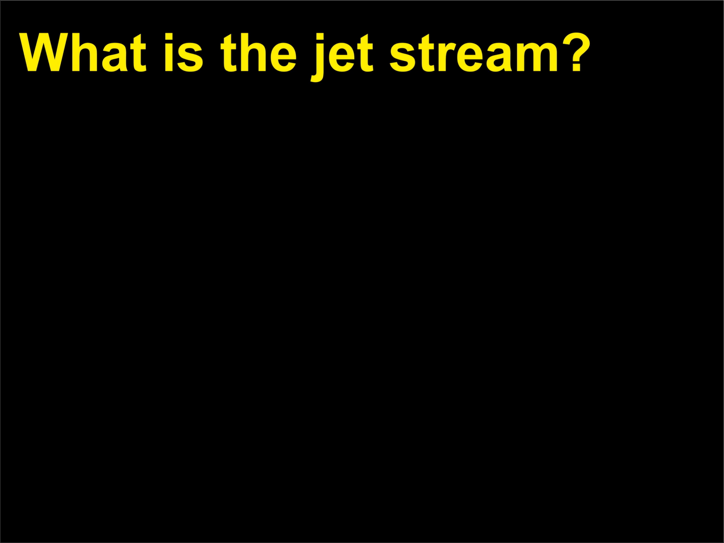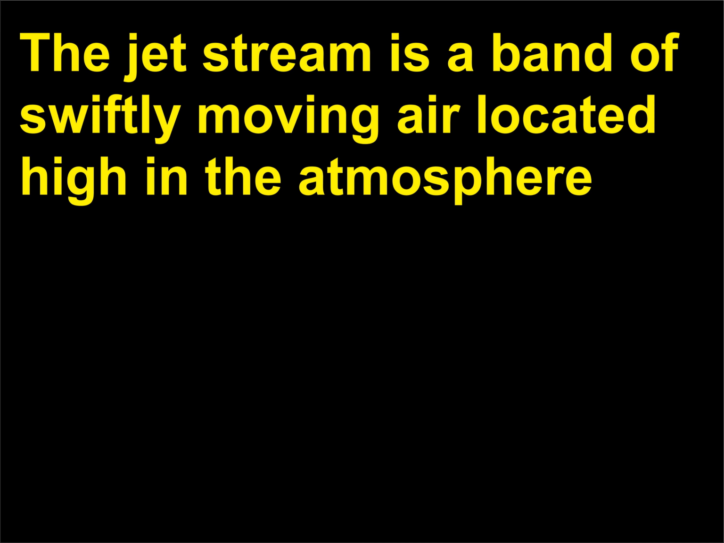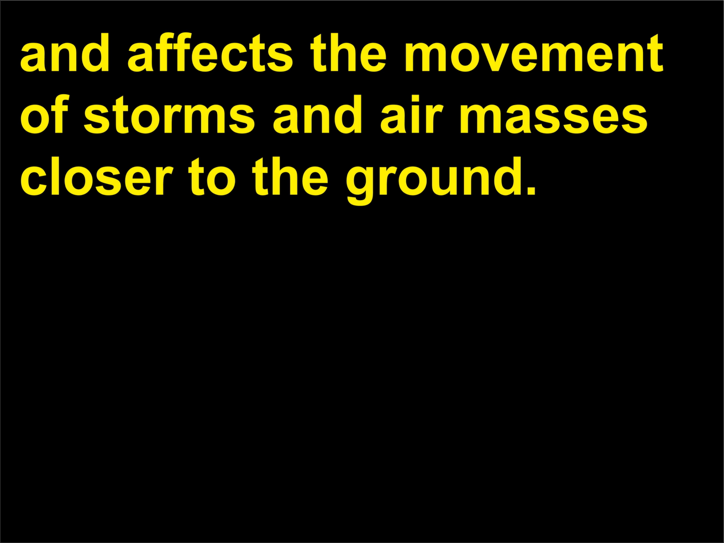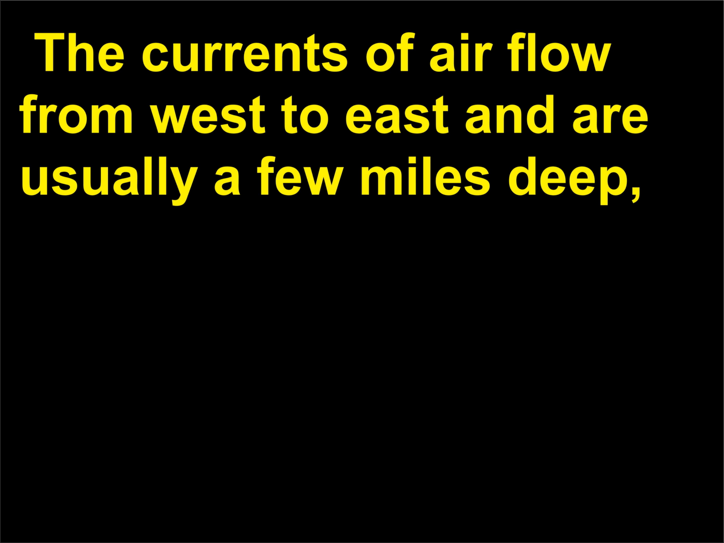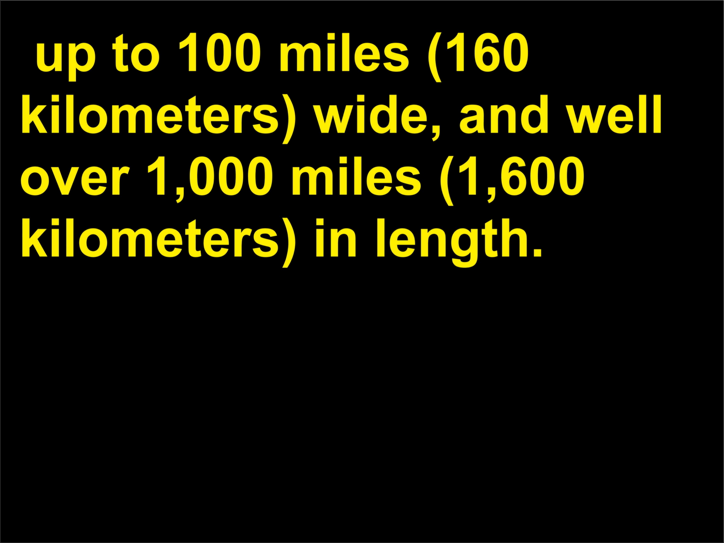What is the jet stream? The jet stream is a band of swiftly moving air located high in the atmosphere, and affects the movement of storms and air masses closer to the ground. The currents of air flow from west to east and are usually a few miles deep, up to 100 miles, 160 kilometers, wide, and well over 1,000 miles, 1,600 kilometers, in length.